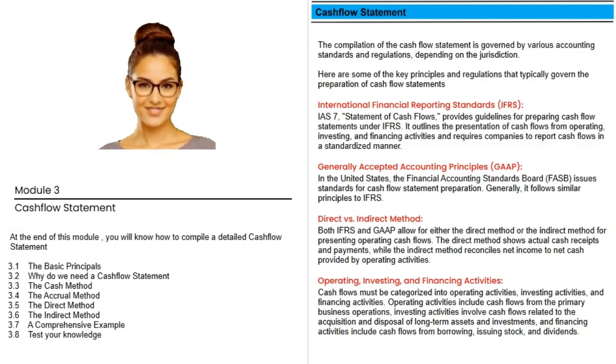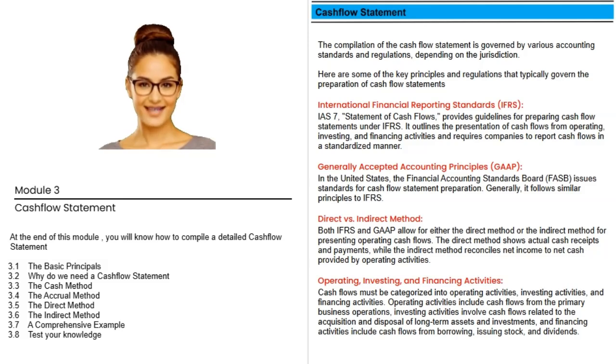It outlines the presentation of cash flows from operating, investing, and financing activities and requires companies to report cash flows in a standardized manner. So, basically, the objective of IAS 7 is to require the presentation of information about the historical changes in cash and cash equivalents of an entity by means of a statement of cash flows, which classifies cash flows during the period according to operating, investing, and financing activities. You can look up further on this standard.